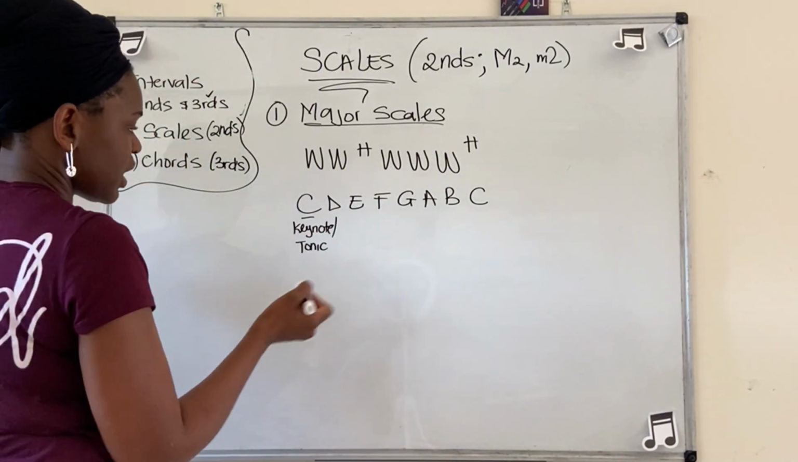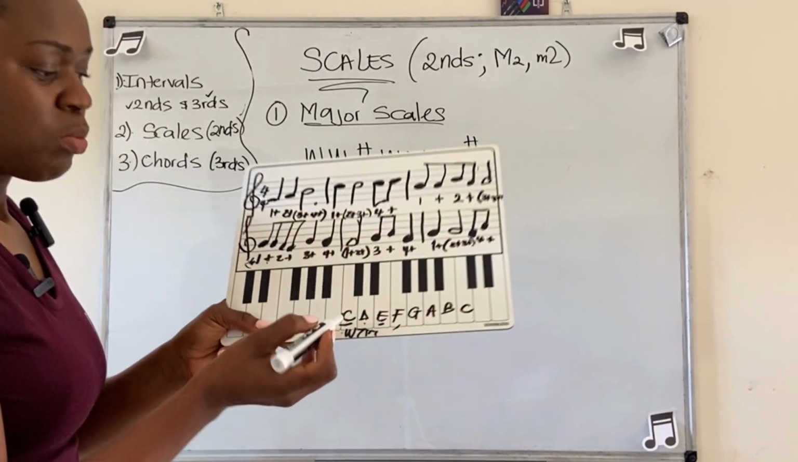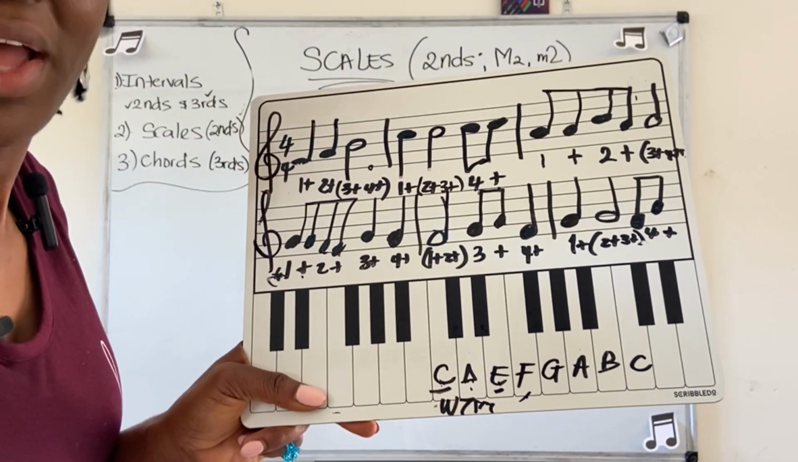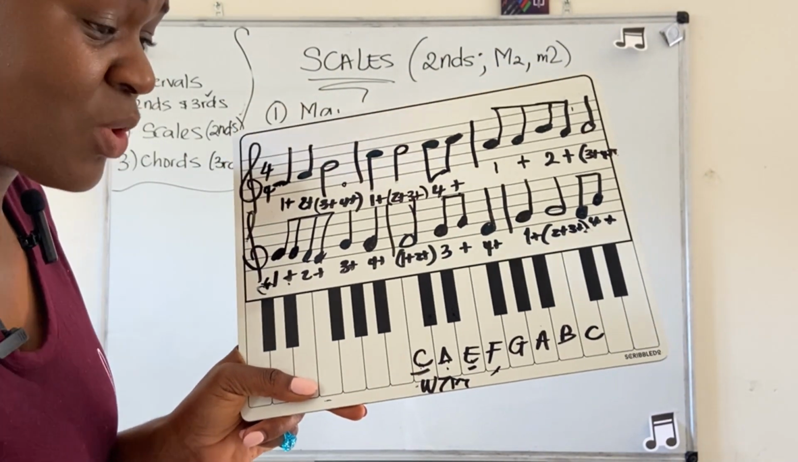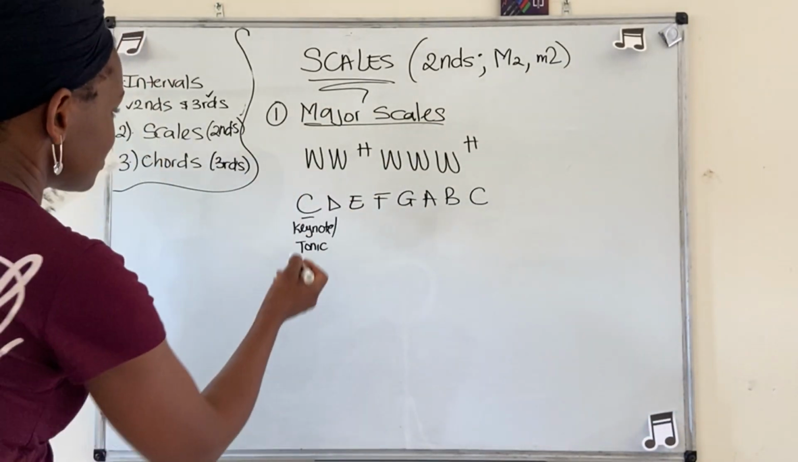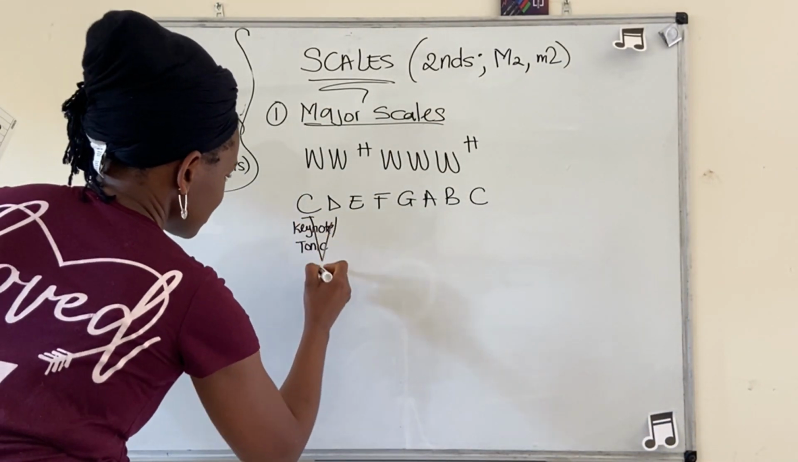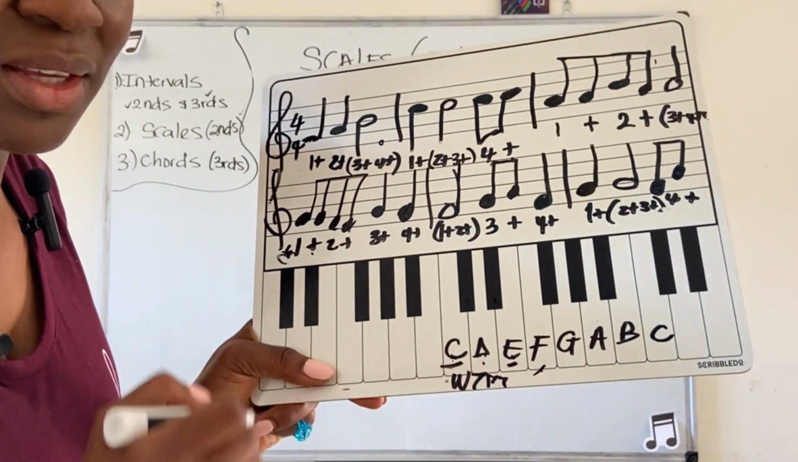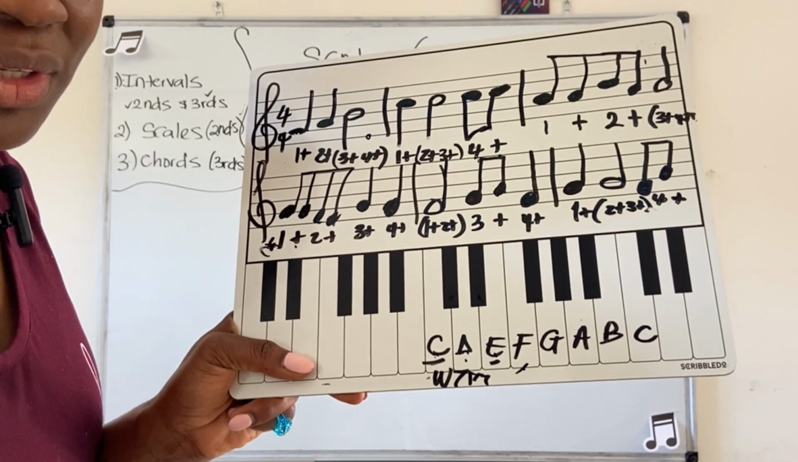So now let's look at it on our piano. Between C and D, do we have a whole step or a half step? You tell me. Yes, you got it. A whole step. So this is our whole step. Between D and E, is that a half step or a whole step? Whole step.